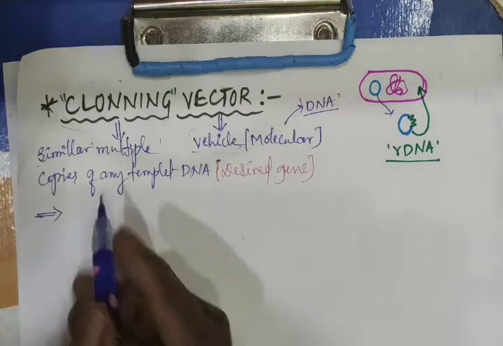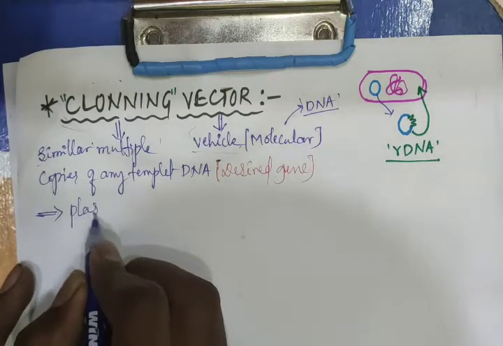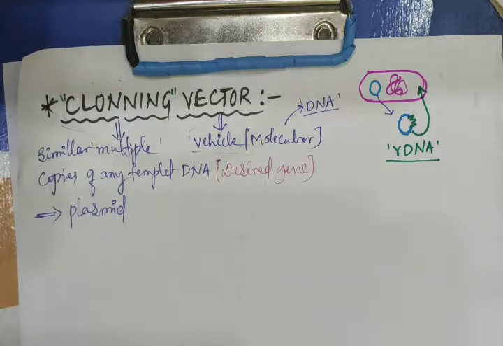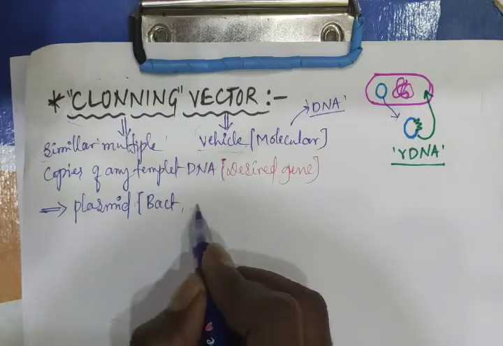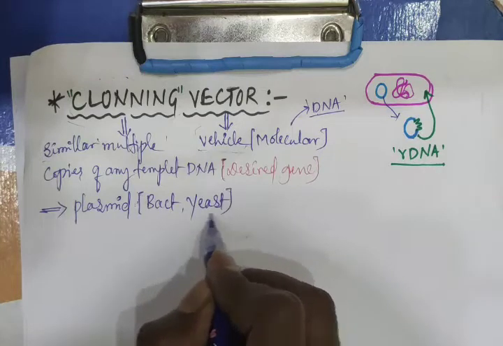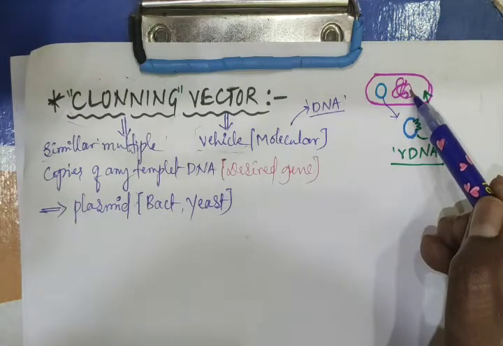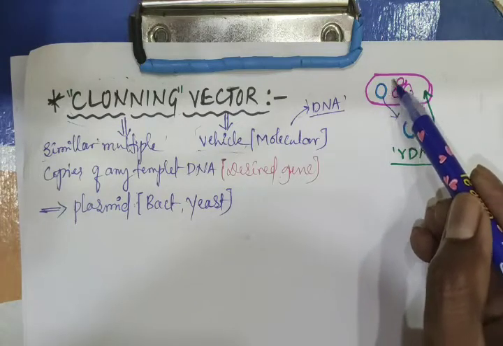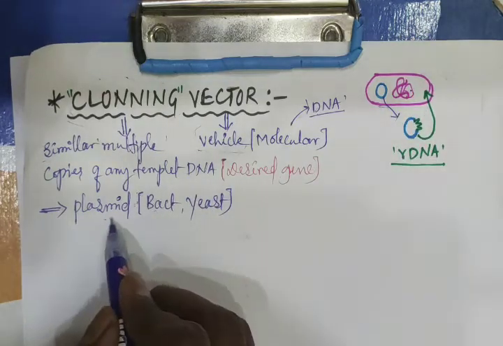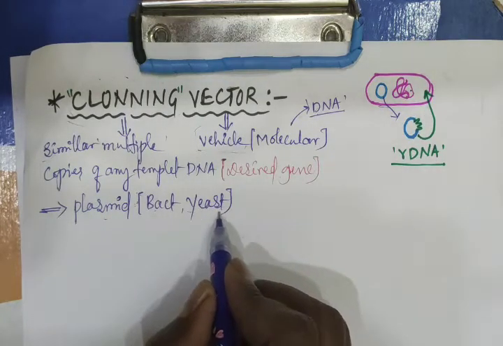So here, as we already know, the plasmid is working as a cloning vector. The best example for a cloning vector is the plasmid, the first one. A plasmid is a double-stranded, extra-chromosomal, autonomously replicating DNA, and usually we observe the plasmid in bacteria, and in yeast also we can see the plasmid. This is the main DNA, that means the major DNA, and this circular extra DNA we refer to as a plasmid. And this plasmid is present in bacteria, that is a bacterial plasmid. And also in some yeast we can see the plasmid.